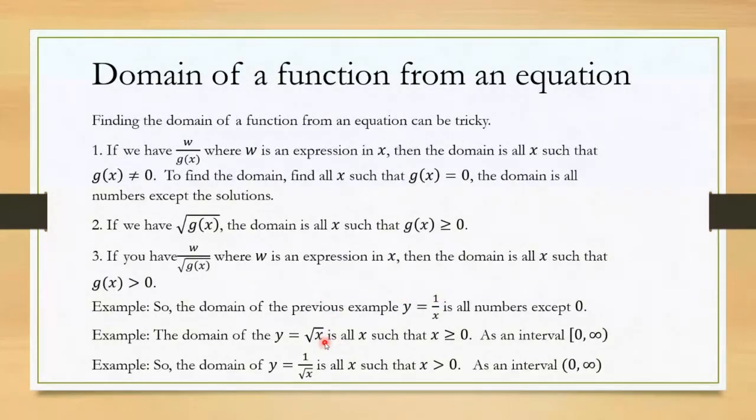For the square root of x, again, when is the radicand x alone non-negative? That occurs when x is non-negative. As an interval, the domain is this. And for this one here, the only difference is we don't allow the radicand to be 0. So in this case, we don't allow x to be 0. So the domain is all x such that x is positive. And as an interval, we would have this, all x greater than 0.